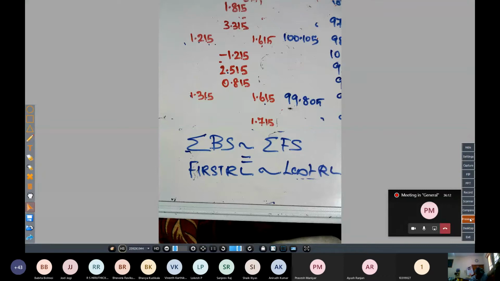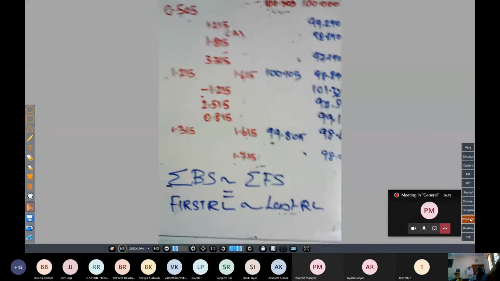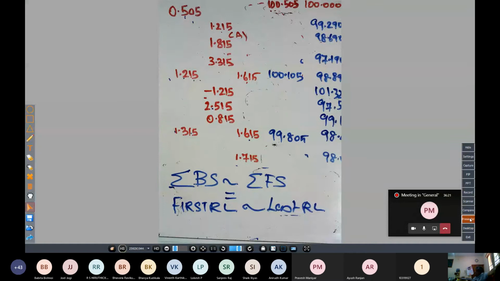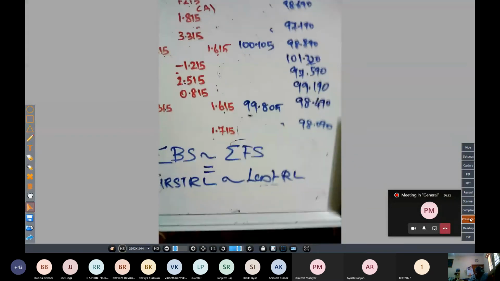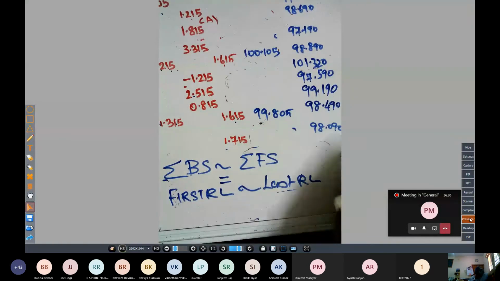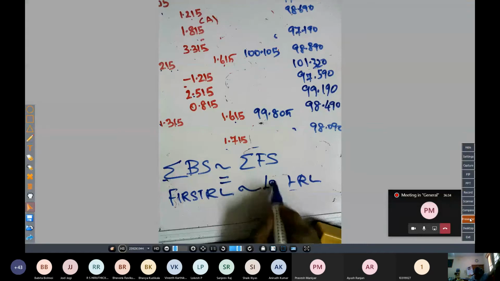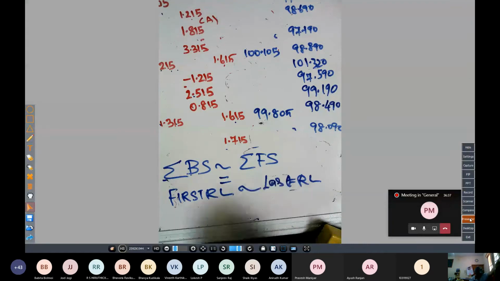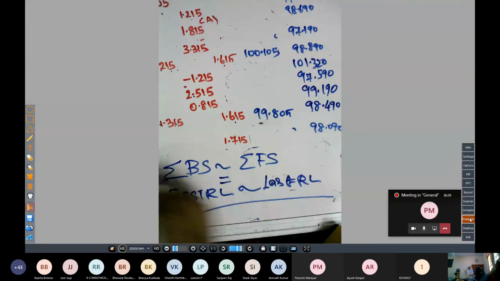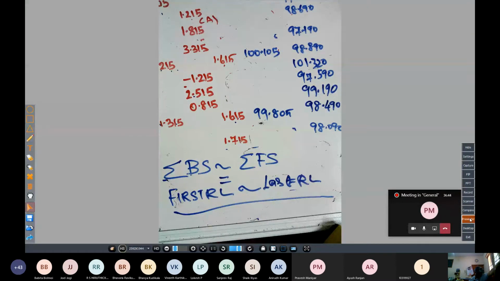Okay. Have all of you taken this down in your notebook or wherever? From now on I am not going to give you any PowerPoint, because this is the board on which I am teaching you. If you have any doubt, you have to ask me. So this is first RL minus last RL. This is what is called an arithmetic check.